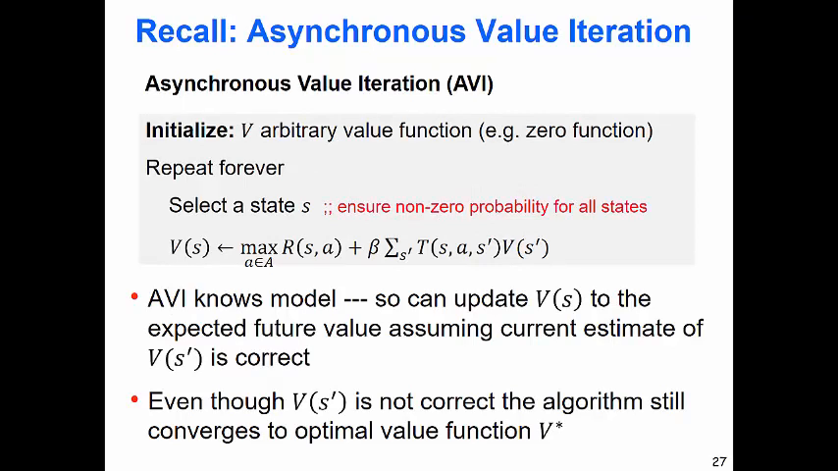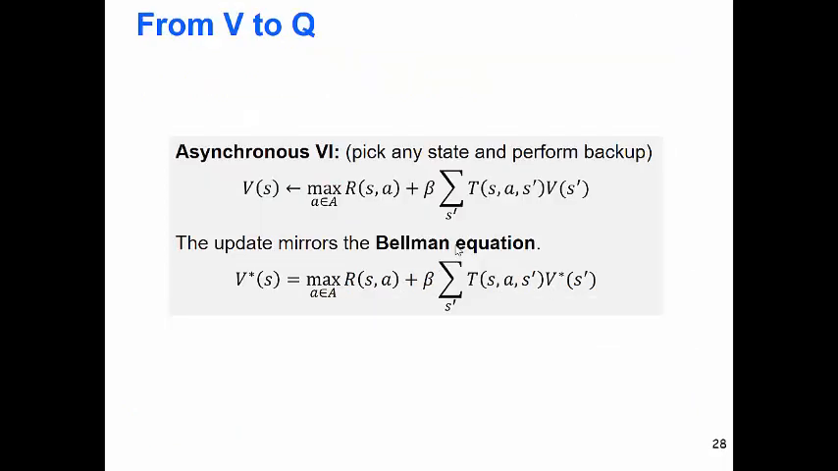So what we'd like to do is get a version of asynchronous value iteration, but for computing Q functions. If we had the model, then we'll do a stochastic approximation of that. So instead of value iteration, we're going to have Q iteration, right? An algorithm that iterates on Q functions instead of value functions. So let's look at that.